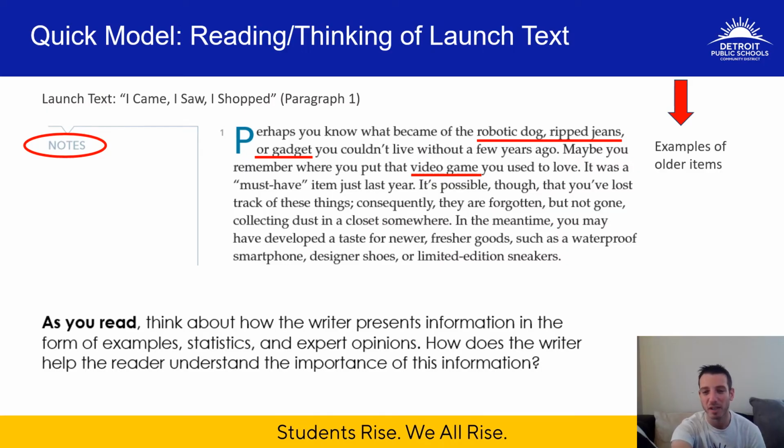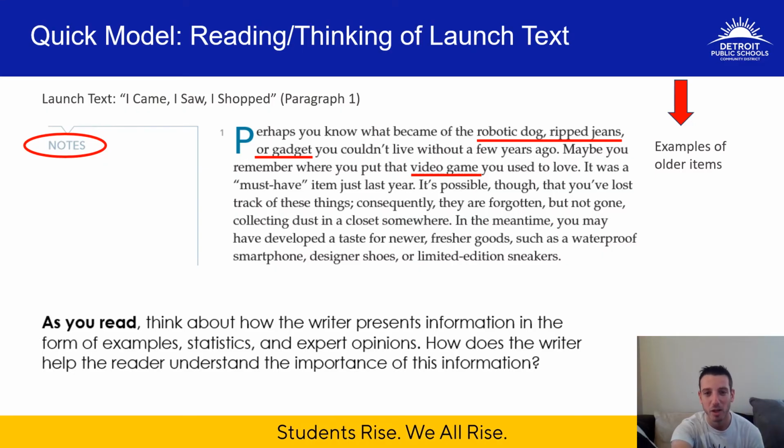I then would maybe write in the margins, these are examples, to remind myself these are examples of older items, because these are all things that, according to our author, and that probably you can relate to, are of the past. No one has a robotic dog really anymore, or ripped jeans for the most part. So let's keep reading. It was a must-have item just last year. It's possible, though, that you've lost track of these things. Consequently, they are forgotten but not gone, collecting dust in a closet somewhere.